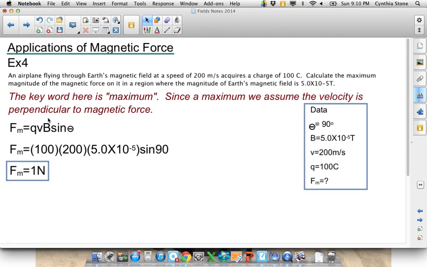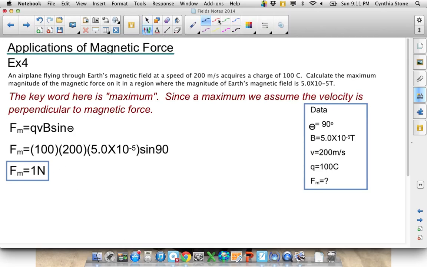This is an easy question. I just wanted to use it because it's a different type of application. We're talking about real stuff here. Earth has a magnetic field. It's itty bitty. It's not very strong, 5 times 10 to the negative 5, but it's there. And we know the speed, we know the charge on the plane. It could acquire a charge just due to friction, right? Static friction. Calculate the maximum magnitude of magnetic force. So maximum means sine theta. So we're traveling perpendicular to the field, sine 90 degrees, and the maximum force is a Newton.